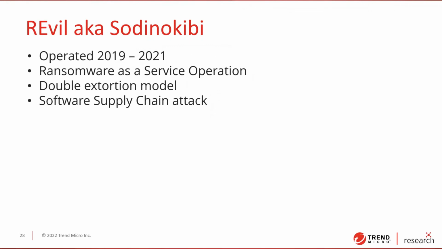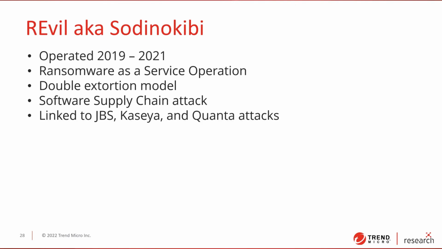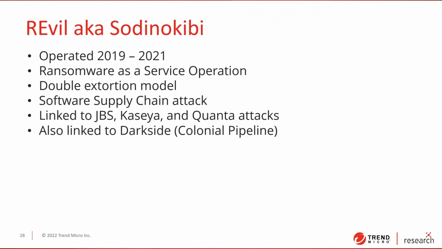They are known to do software supply chain attacks. So you can see they were linked to the Kaseya attack, JBS and Quanta attacks. In Kaseya, that was a software supply chain attack where they were able to infiltrate and compromise the Kaseya software that was installed in many victims around the world. And they used them as a pivot, basically an island hop, a way to hop over to their customers and attack them. They were also linked to the Dark Side group, which performed the Colonial Pipeline attack.